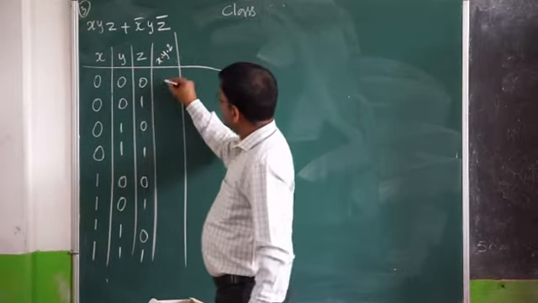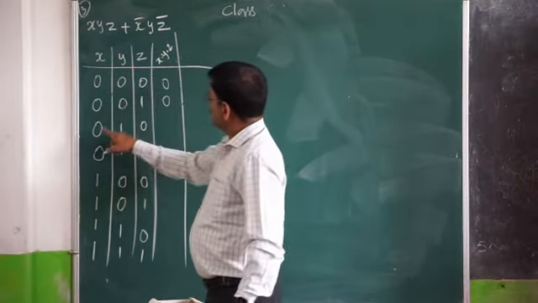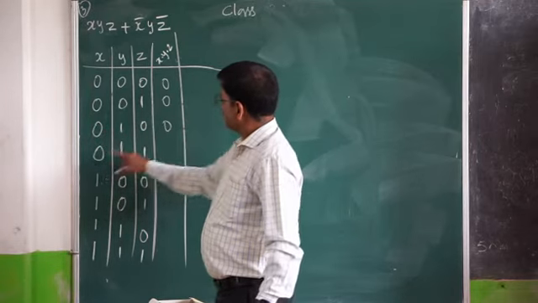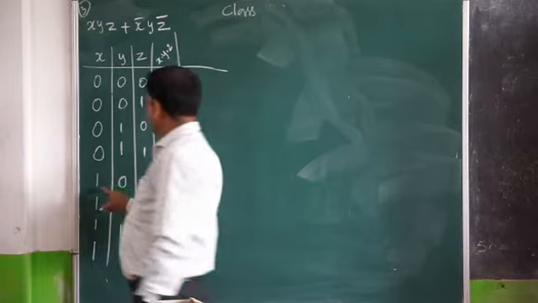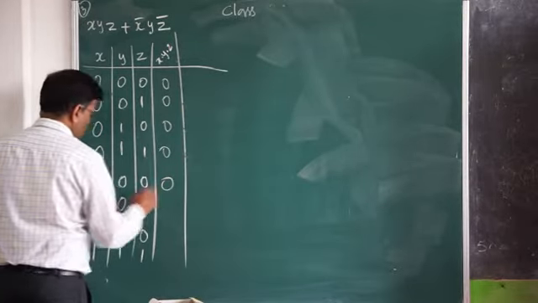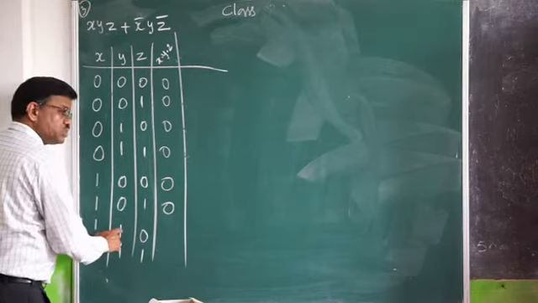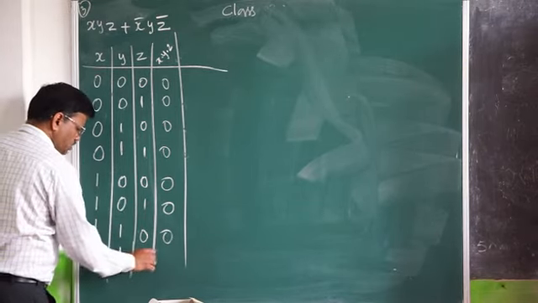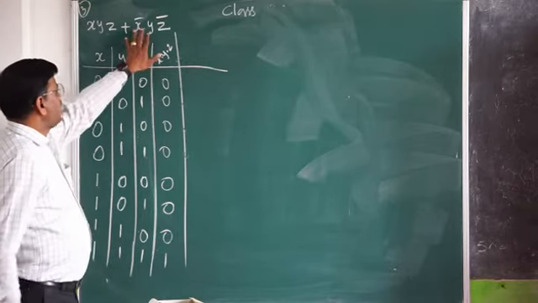0 into 0 into 0 is 0. 0 into 0 into 1 is 0. 0 into 1 into 0 is 0. 0 into 1 into 1 is 0. 1 into 0 into 0 is 0. 1 into 0 into 1 is 0. 1 into 1 into 0 is 0. 1 into 1 into 1 is 1. Is this clear?